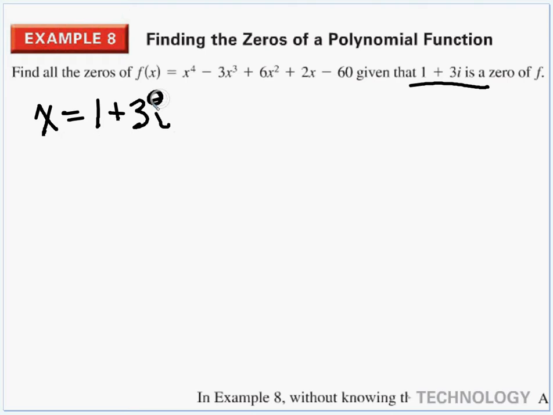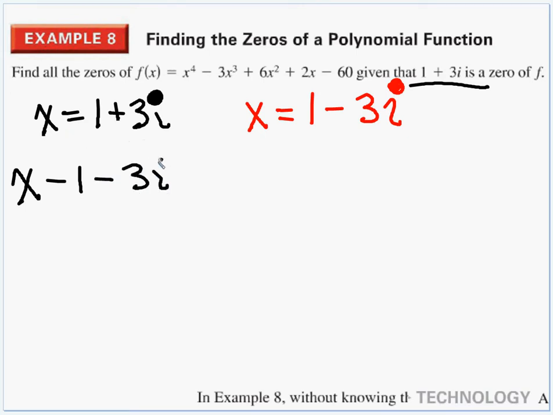And remember, these also come in pairs. If 1 plus 3i is a solution, then there's got to be another one of 1 minus 3i. All right, so let's turn these into factors. We want to move everything over here with this x. Let me switch back to black ink. Here's x. I'm going to bring over the 1 where it becomes a minus 1. And I'm going to bring over the 3i where it becomes a minus 3i. So we turned that solution into a factor.